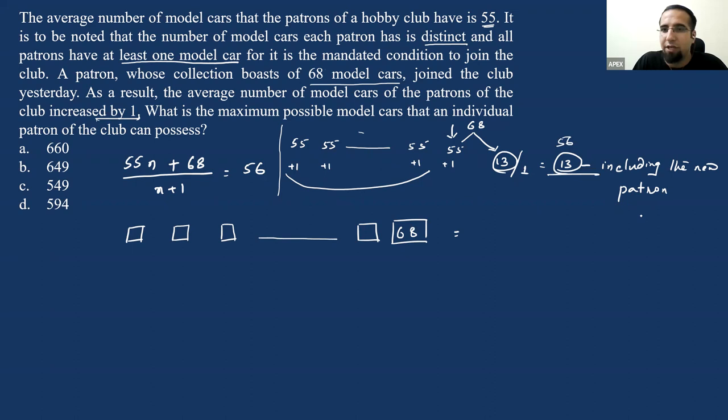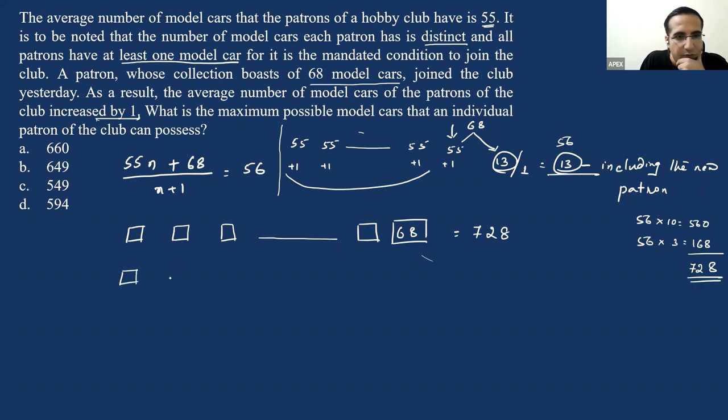So 56 into 13 can be simplified as 56 into 10, which is going to be 560. And we are looking at 56 into 3, right? So 3, 6 are 18, 8 I carry 1, so 168. So the total I have is 728. Now from here, if I remove the 68, then we have the sum of remaining 12 people, which will be 728 minus 68. So this gives me 660.